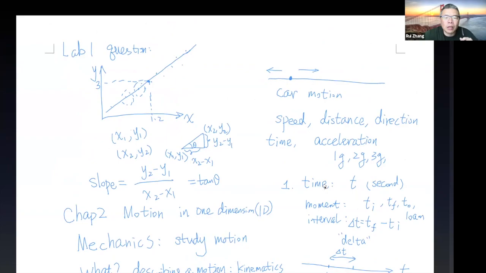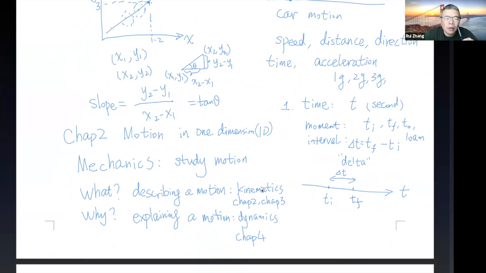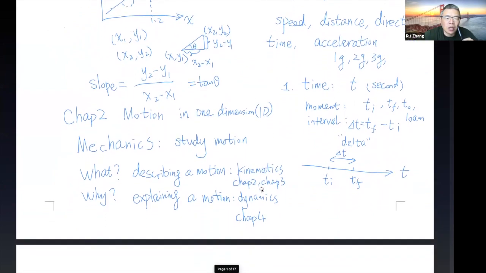So this is what we talked about yesterday, right? We started from explaining this lab question, and also we started in chapter 1, motion in 1 dimension. And remember, the reason we start from there is we focus on mechanics, which is the most fundamental branch in physics. And in mechanics, we study motion.